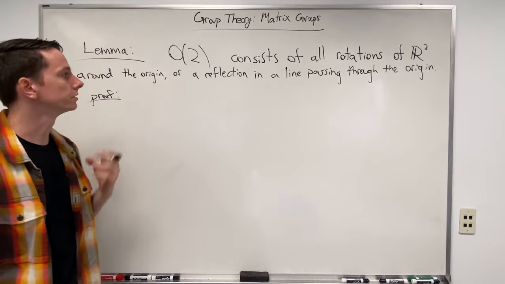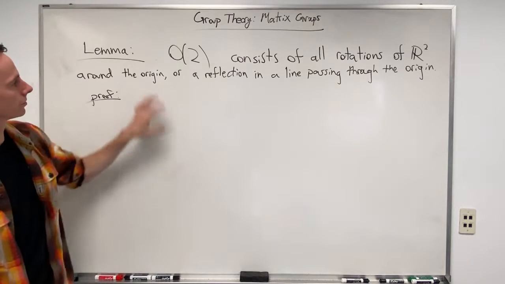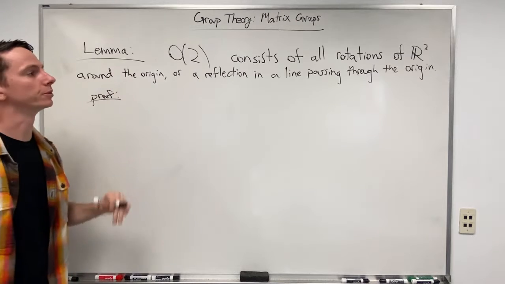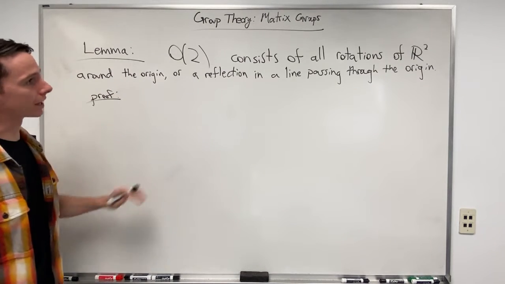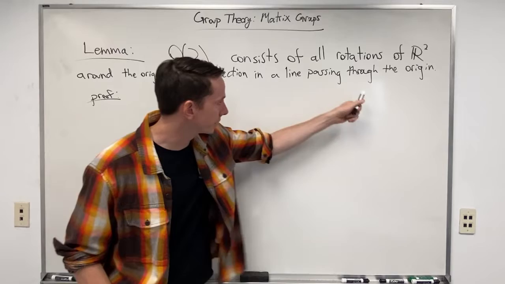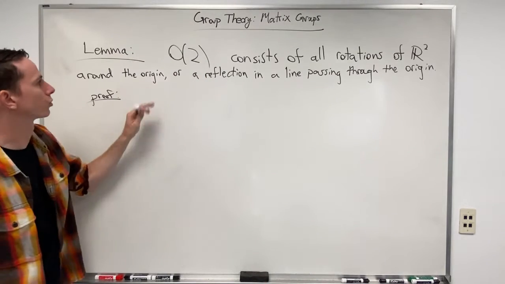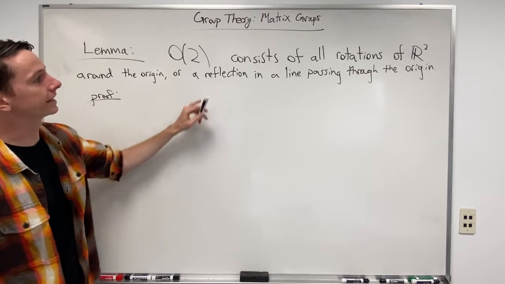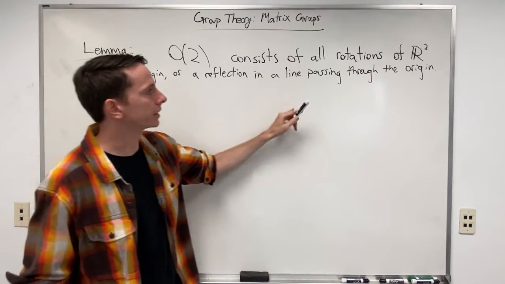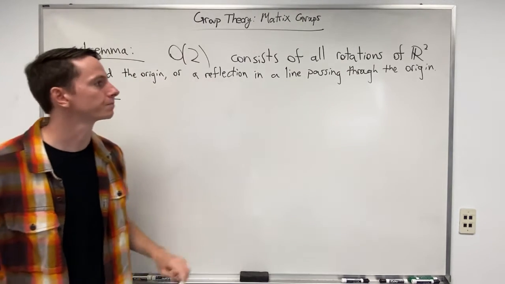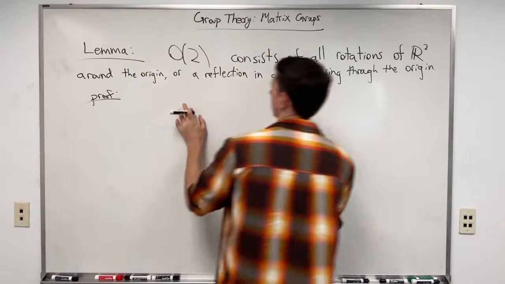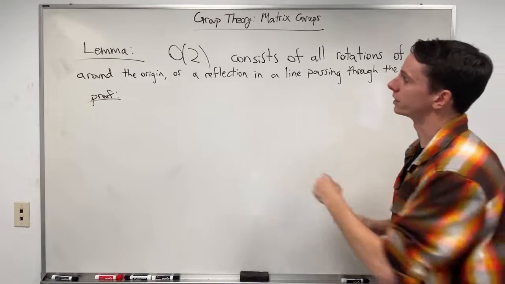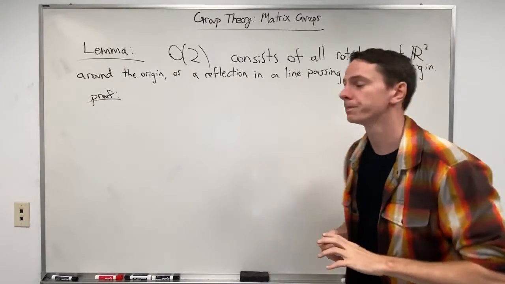All right, now to finish off the video, we're going to look at this claim right here, which now looks at O2 as opposed to just SO2. It says that O2 consists of all rotations of R2 around the origin, which are the SO2 elements, or it can contain a reflection in a line passing through the origin. So this part right here looks at the elements that are in O2 but not in SO2.